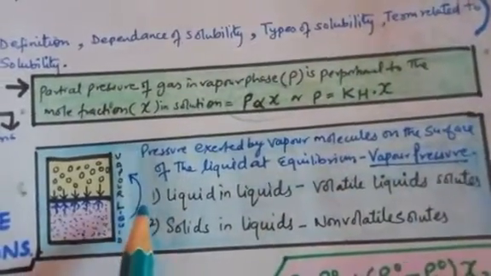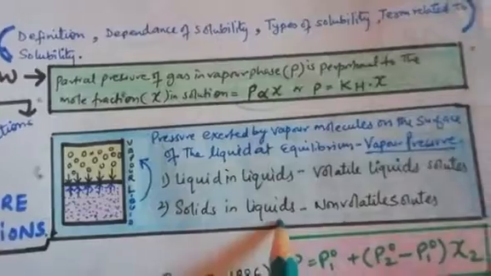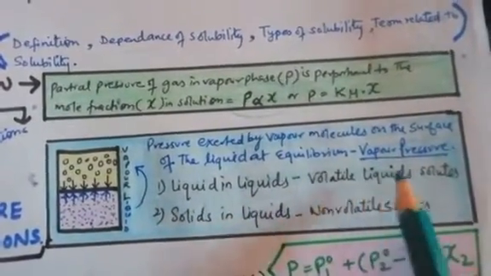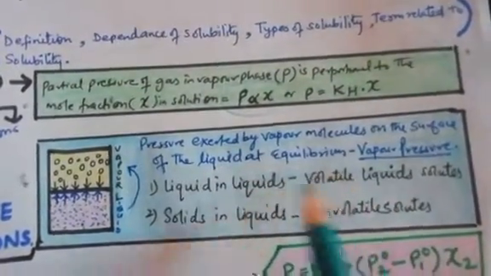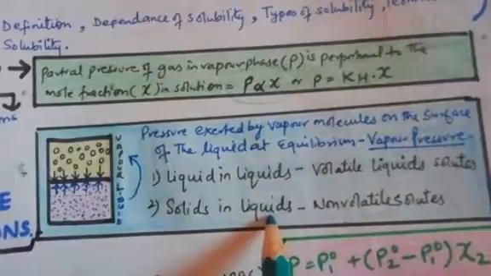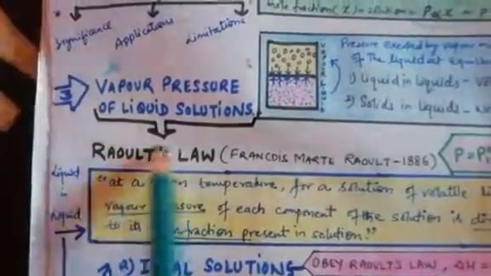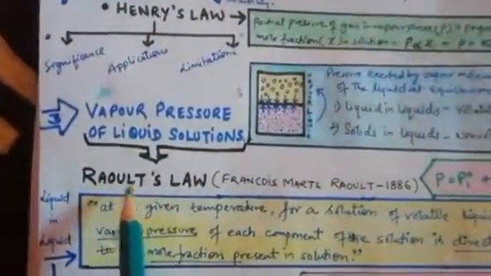So there are two types of solution we have discussed: liquid in liquid and solid in liquid. In liquid in liquid, vapor pressure is present, as the solute is volatile, as liquid is one of the volatile components. And in case of solid in liquid, the solute is always non-volatile. So under liquid in liquid, we will discuss one more law, as Henry's law we have discussed under partial pressure. Under vapor pressure we will discuss Raoult's law.